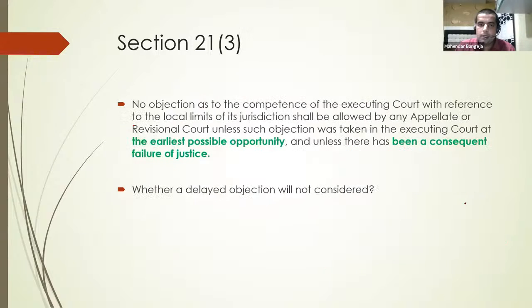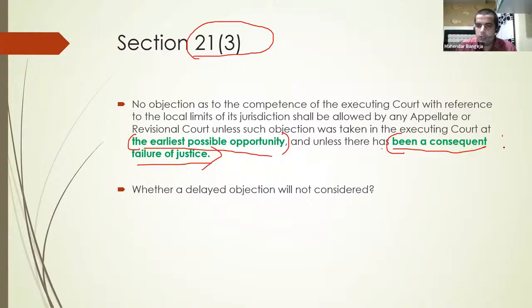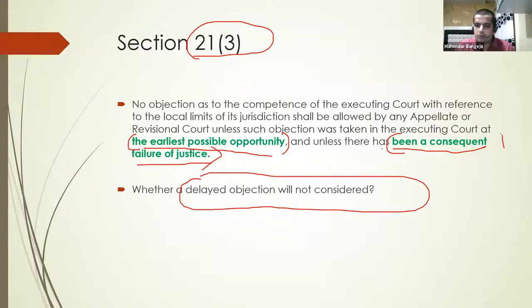Clear? Now this is for execution. Section 21 clause 3. Section 21 subsection 3 provides that in cases of execution, क्या होगा? Even in the cases of execution, आप executing court में earliest possible opportunity में objection raise करोगे और consequent failure of justice भी prove करोगे. Now the question is whether a delayed objection will not be considered at all.